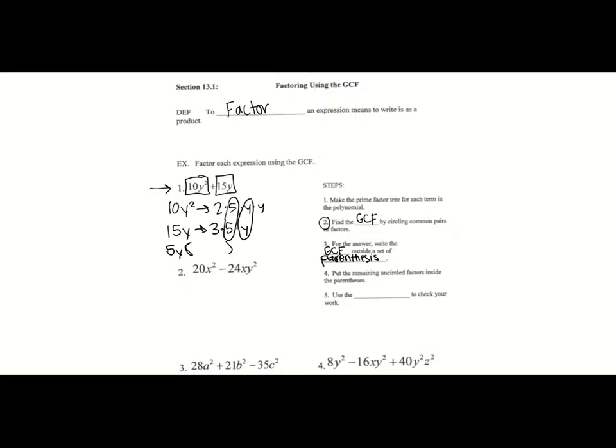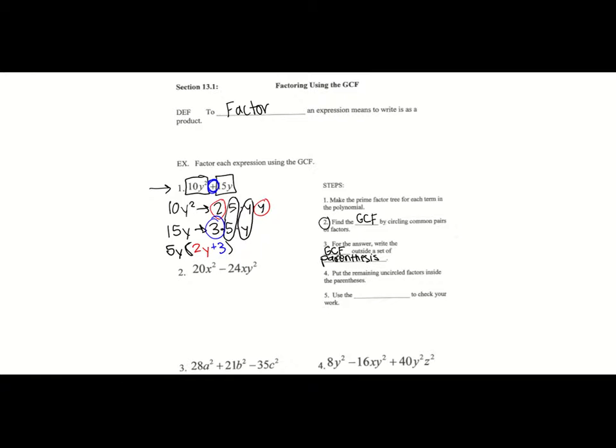Step 4, put the remaining uncircled factors inside the parentheses. So up here in our first factor we have a 2y, so I will write that first, and then I have a plus in between my two factors up here, so I will have a plus, and my piece left in this one is just a 3. So I have 2y plus 3.